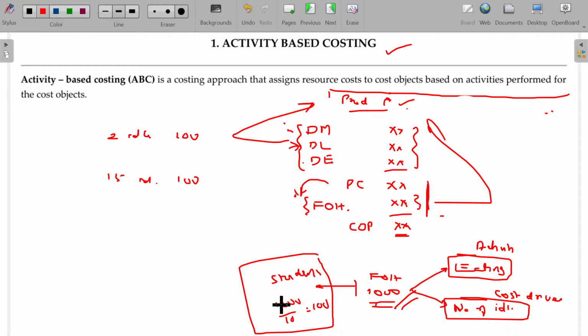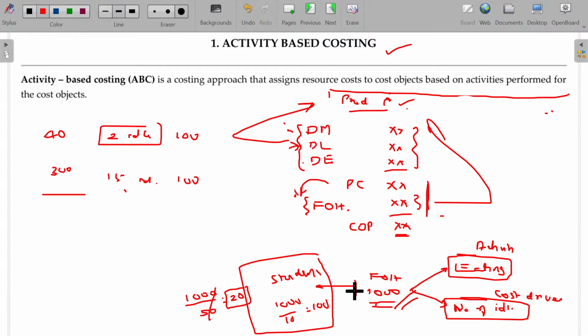Now, rather than dividing the entire 1,000 by 10 students, divide this by the number of idlis eaten. Maybe 50 idlis eaten. Then what happens? 20 rupees per idli. This fellow has taken only 2 idlis, so 40 rupees. This fellow has taken 15 idlis, so 300 rupees should be recovered from him. The cost increases or decreases due to the number of idlis you ordered. The number of idlis is the driving force for the cost, so it is called the cost driver.